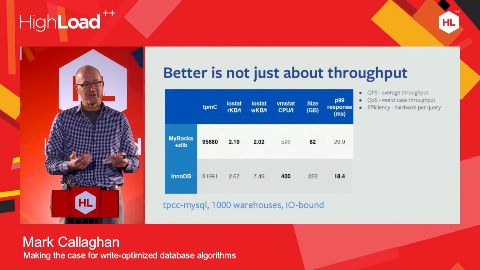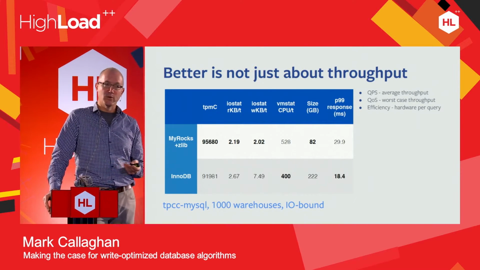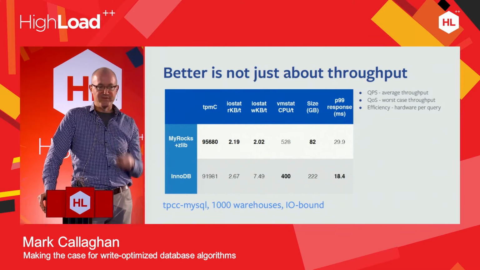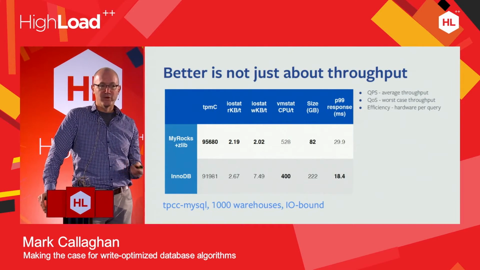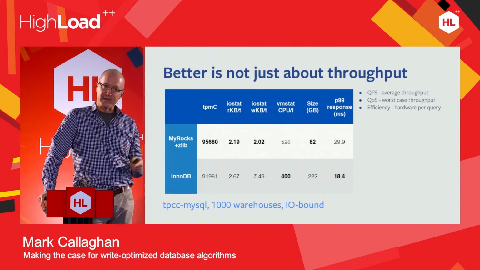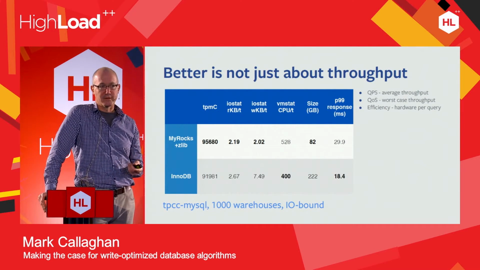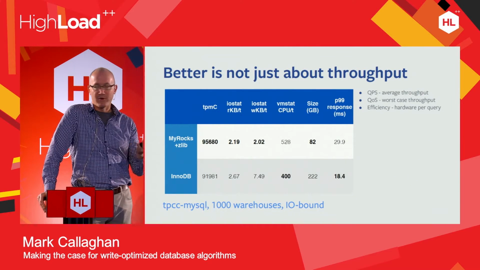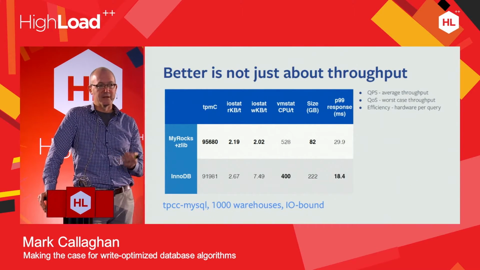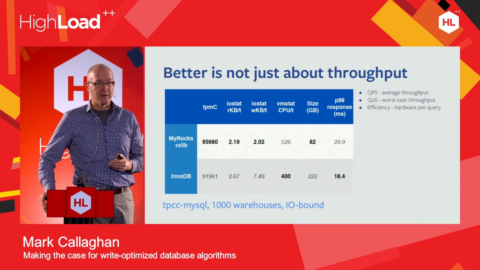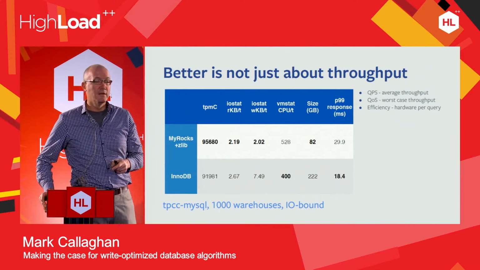So here, this was a TPCC MySQL workload. It's I/O bound. The server has 50 gigabytes of memory. There's 1,000 warehouses. The database is much larger than memory. The first metric is throughput. MyRocks wasn't designed for this workload, but it turns out to slightly exceed uncompressed InnoDB on throughput for TPMC.